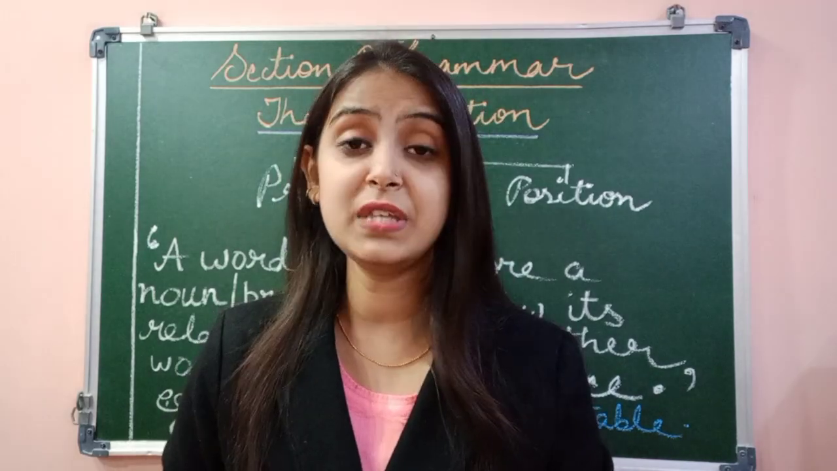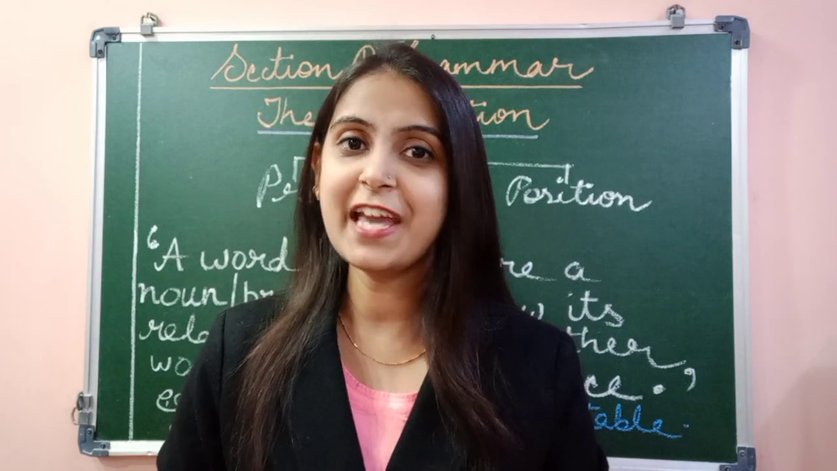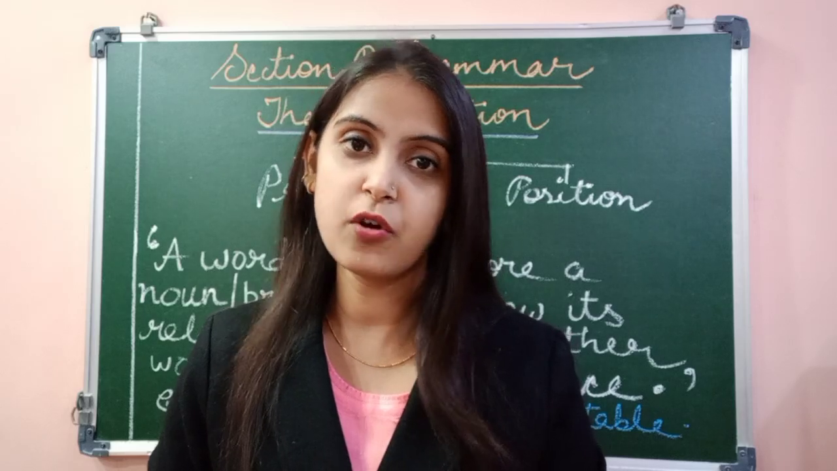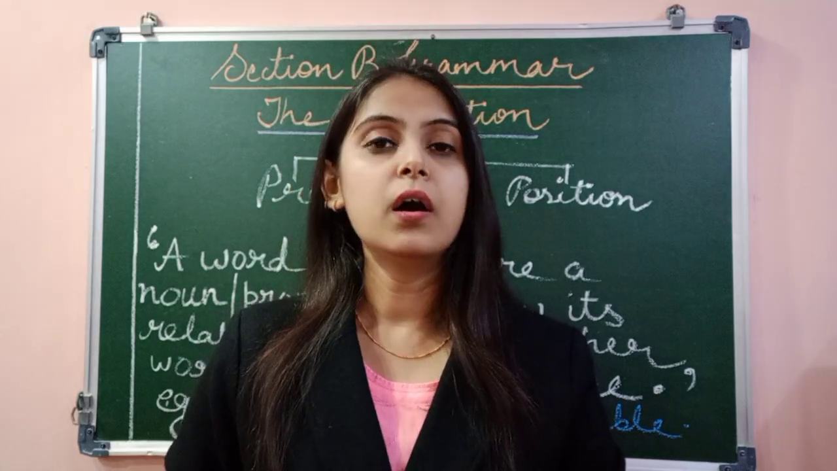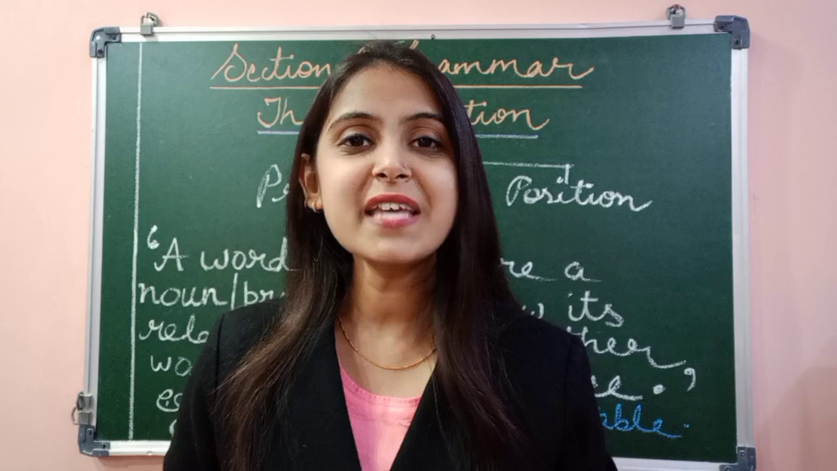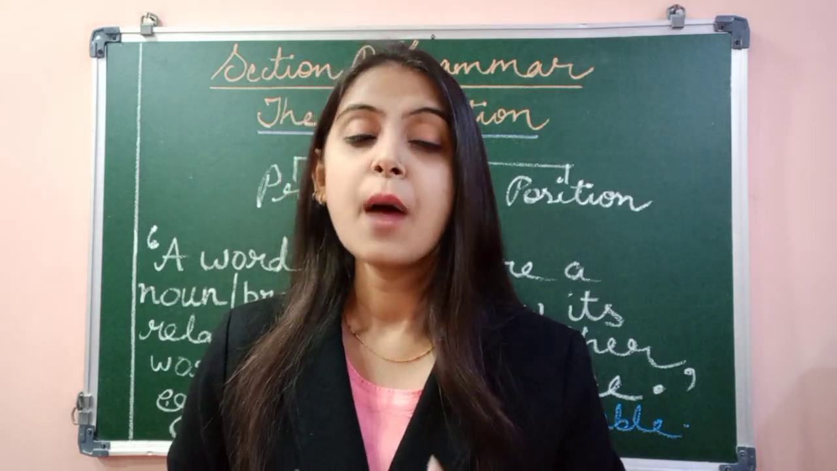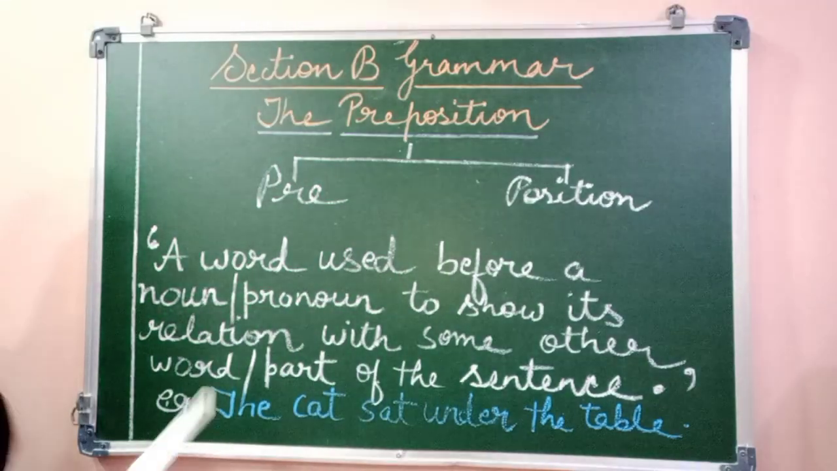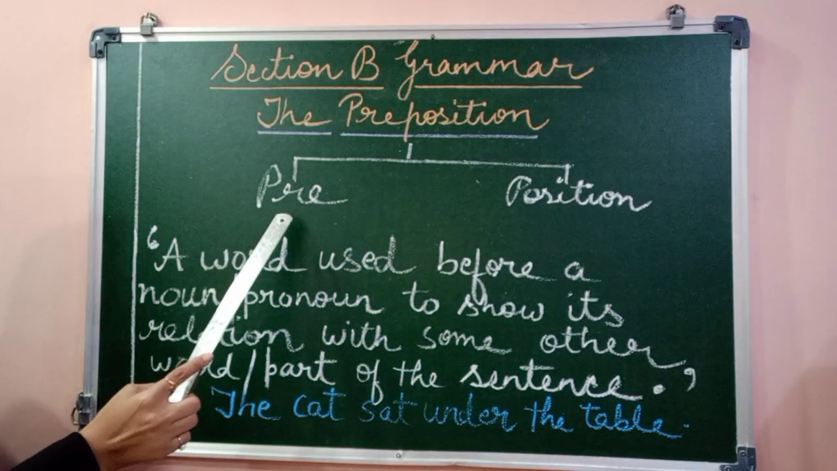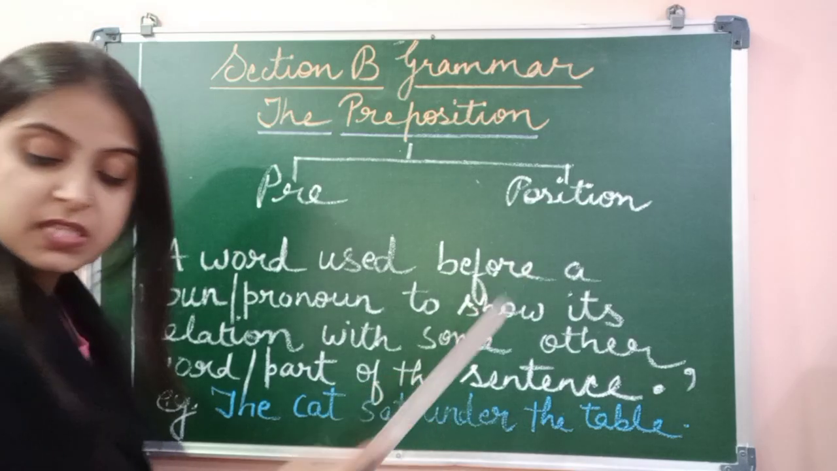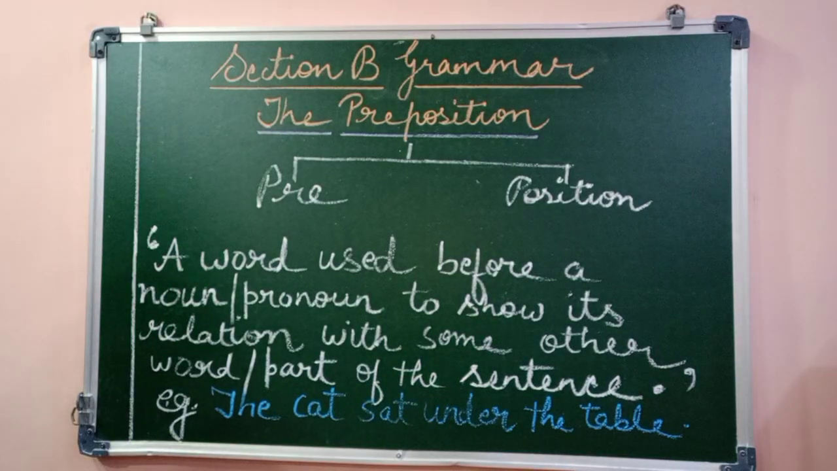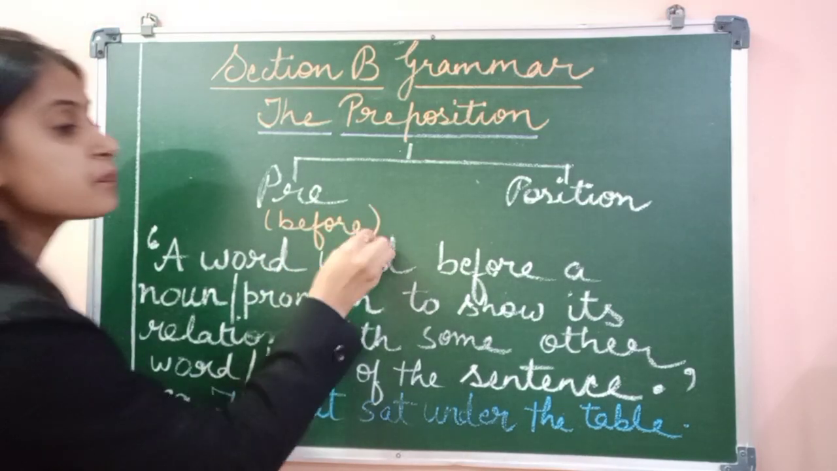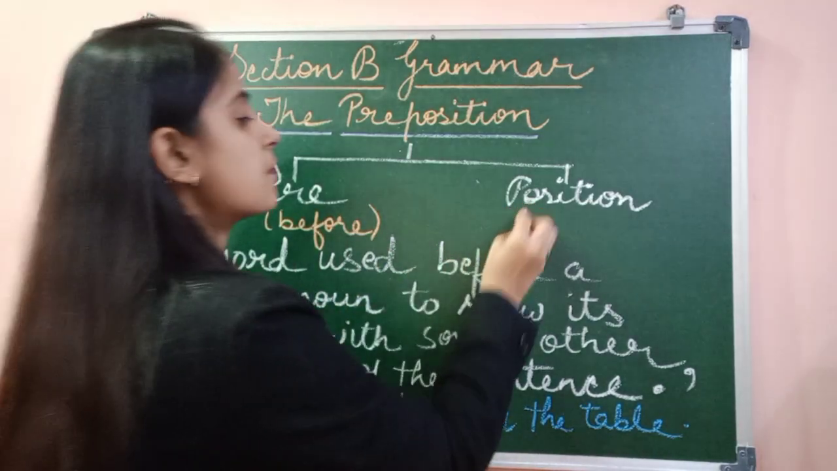Before moving ahead with the explanation of prepositions, I would like you all to pay attention to this as it is a very important topic of grammar. Right? Now, what exactly is a preposition? Preposition in simple words is a combination of two words, that is pre and position. Right? Now, what do you mean by pre? Pre means before, and position means place.